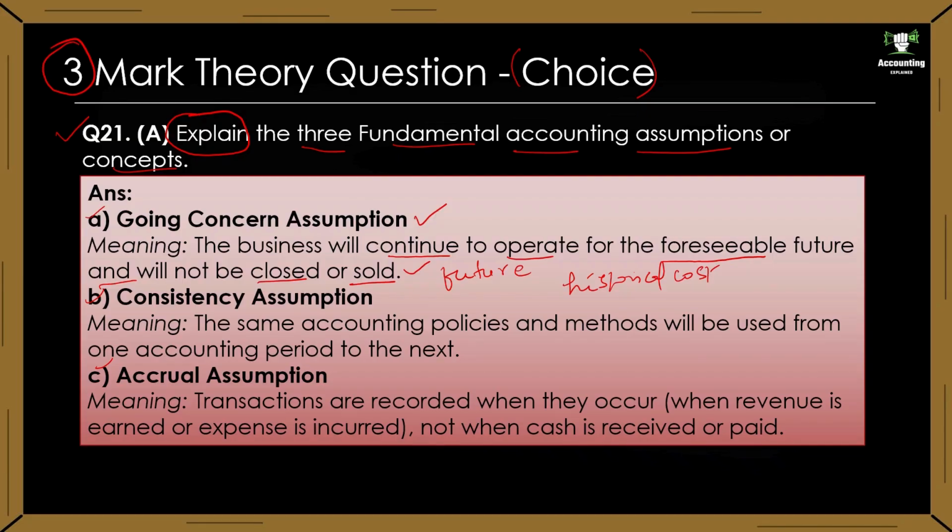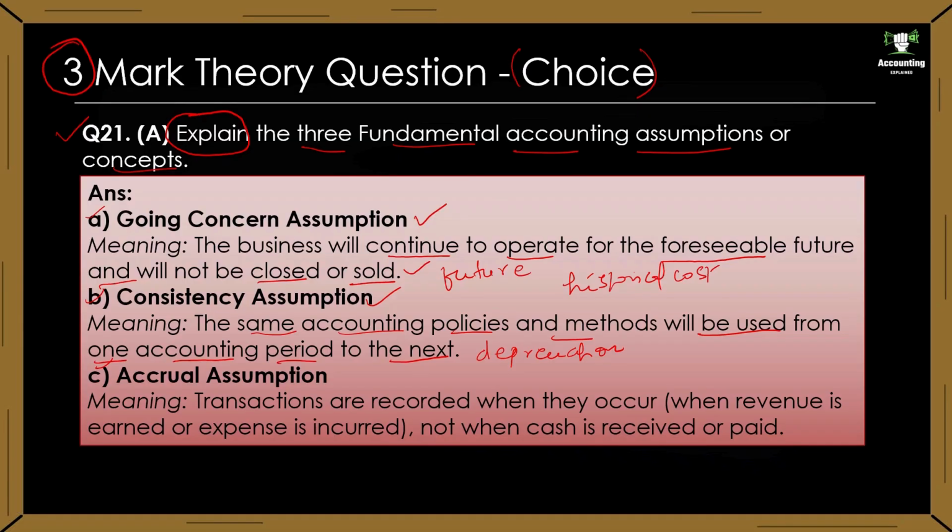Okay. Next, consistency assumption. What you have to write is the same accounting policies and methods will be used from one accounting period to the next. I'll explain what it is. This means a business should use the same accounting methods like the same method of depreciation. So if you are going to use straight line method of depreciation, you have to use the same straight line method of depreciation year after year. This allows for meaningful comparison of financial performance over time. So if you want to compare 2 accounting years, how you have performed, then it will be easier if you have consistent accounting policies and methods.